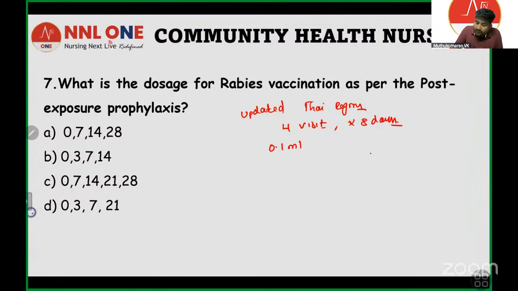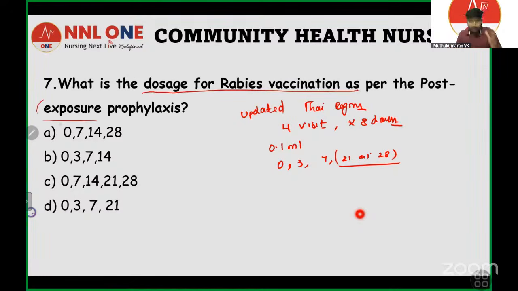So what are the particular days I am going to call the patient? 0, 3, 7. Here we have the confusion: 21 or 28. Now see which option correlates with our question. What is the dosage for rabies vaccination as per post-exposure prophylaxis? We have pre-exposure prophylaxis and post-exposure prophylaxis. Now we are discussing only post-exposure prophylaxis, only for category 2 and category 3 people, not for category 1.